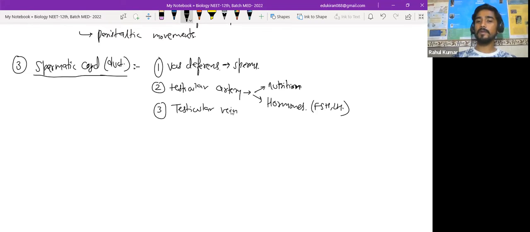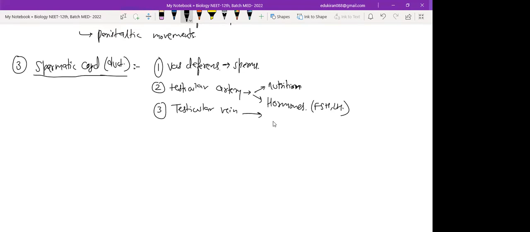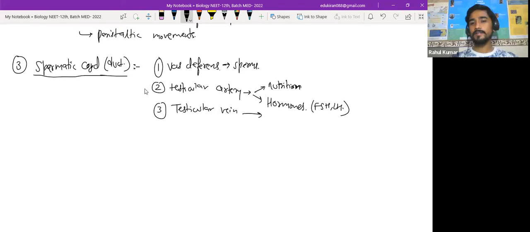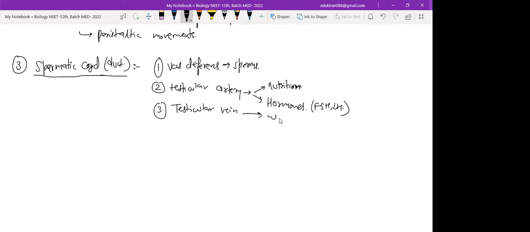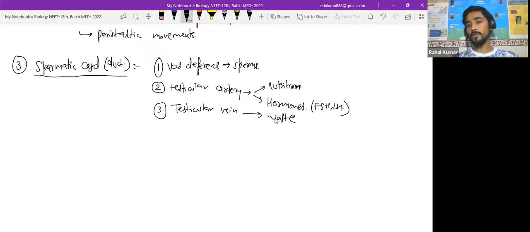Now you can just tell me, what do these things take? What are required to be taken outside the testes? For sperms, we have the vas deferens, Arpit. We cannot send sperms through the testicular vein. Come on. If you are putting your sperms in the blood vessels, it's gone. Okay. So what will the testicular vein carry from the testes? What is required outside the testes? Waste. One thing is very obvious, waste. They are also metabolizing. They are also doing respiration. So there will be waste.